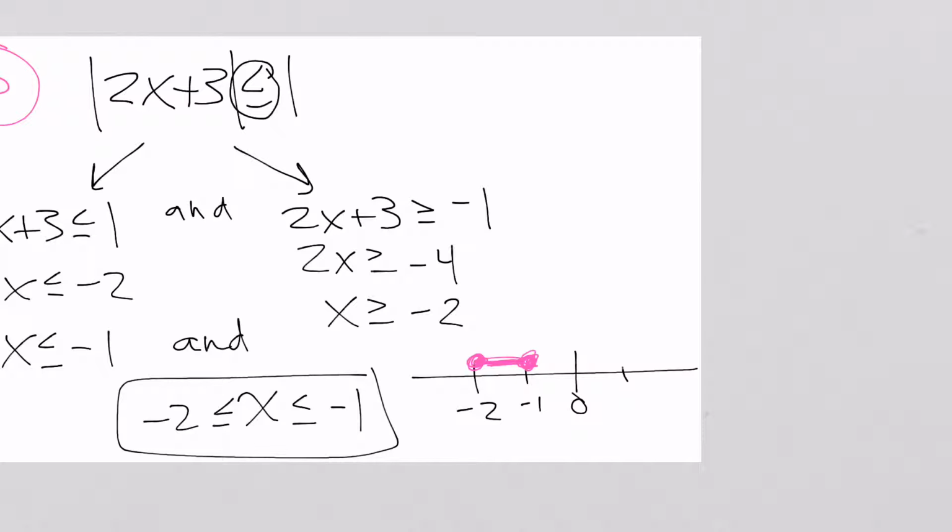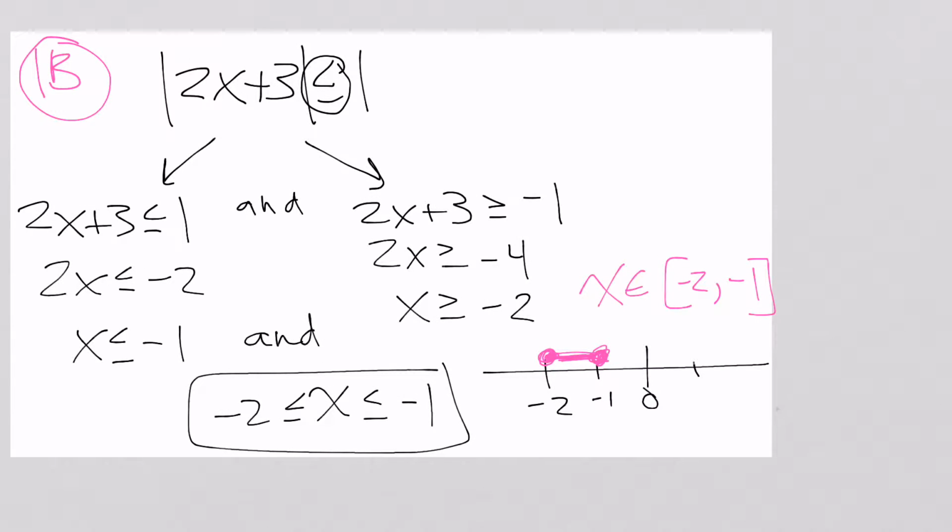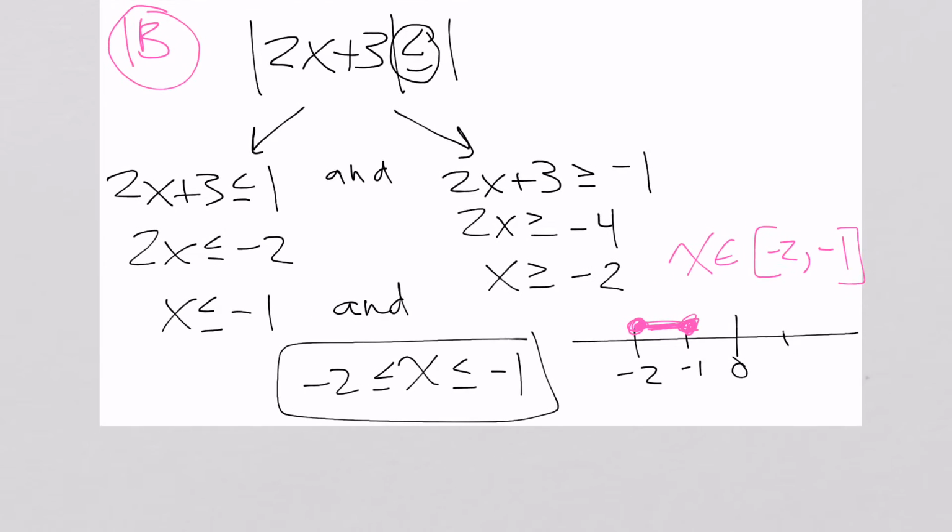If we wanted to put this in interval notation, we would say that x is in the interval starting at negative 2 and continuing up to negative 1. I used brackets, not parentheses, because we are including those numbers, because it is greater than or equal to and less than or equal to those numbers. So there you go.